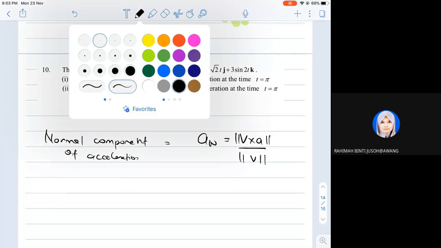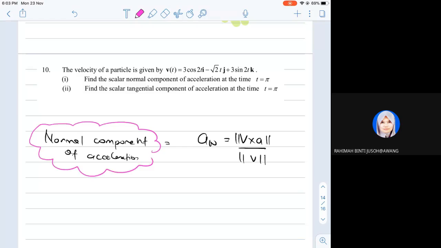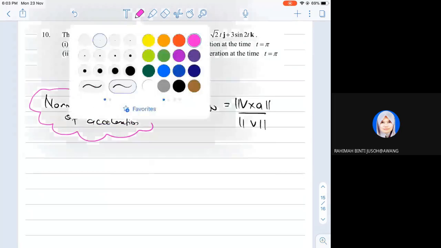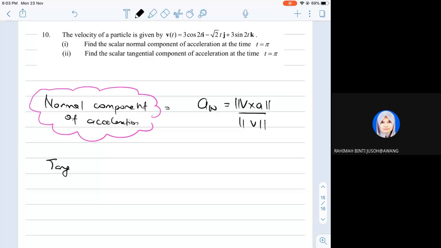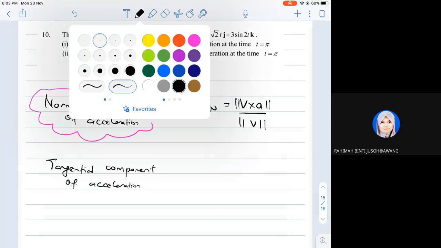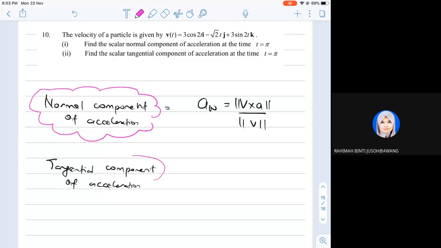And then, this is the normal component of acceleration. For the tangential component of acceleration, this is equal to AT. The difference from the normal component is that for tangential we have V dot A only. V dot A over the magnitude of V like this.